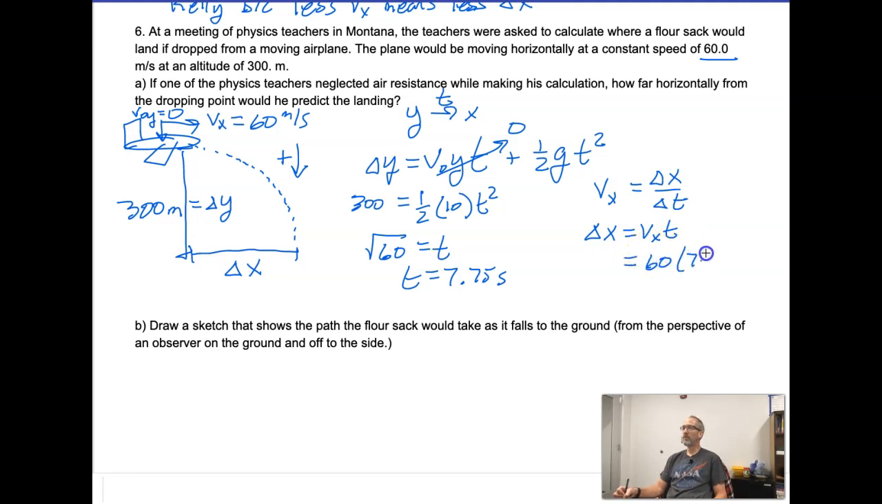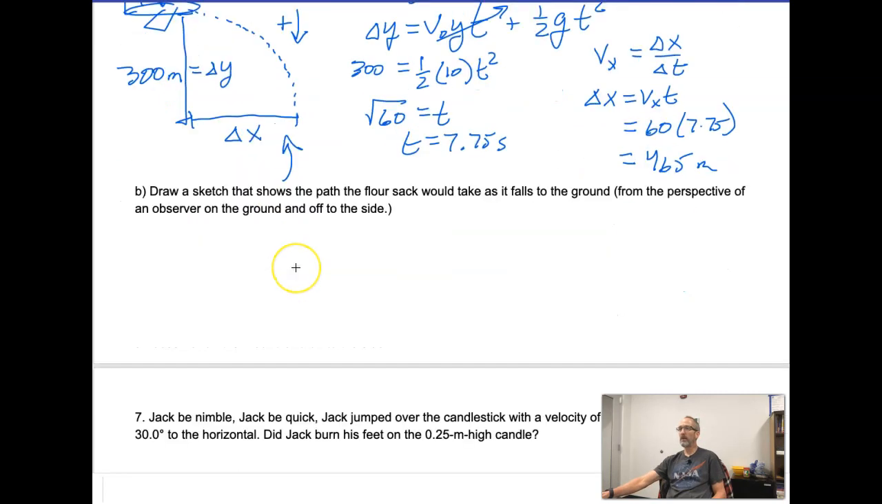Our time is 7.75. So it travels a whopping 465 meters. They wanted us to draw a sketch of the flour sack. We did that already. Boink, boink. And so you're done with that part.